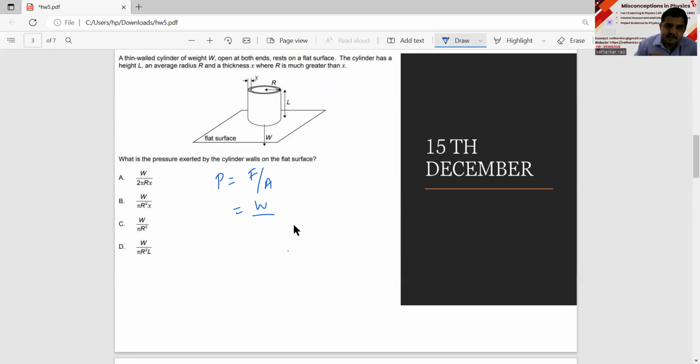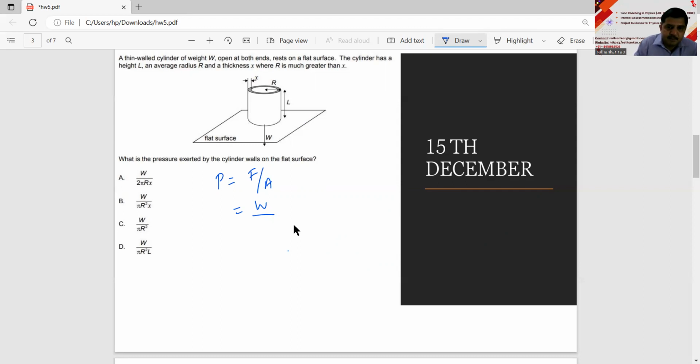Why is it incorrect? The reason is because the area here is not the full area. Okay, the empty space over here does not impart any force. It does not give any force because it's empty space, right? Where is the weight coming from? The force is coming only from the perimeter of the cylinder. So you need to consider only that area. Now, how do I consider that area?